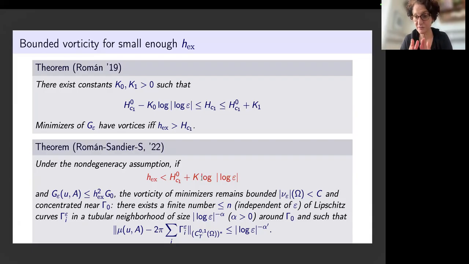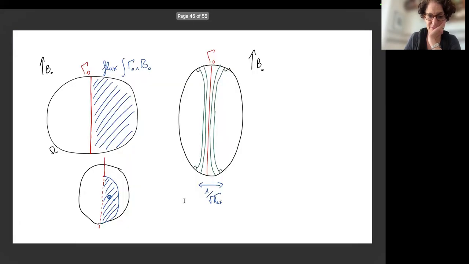So this is what we show: if you are not too far above HC1, you will actually still control the number of curves that come in. So this is this theorem. Here is a picture. As I told you, if you're in this type of geometry with rotational symmetry and a vertical magnetic field, then the gamma naught you can prove is just the rotation axis. And so what you're trying to maximize here is the flux, gamma naught times B naught. It's actually like computing this area in some sense.